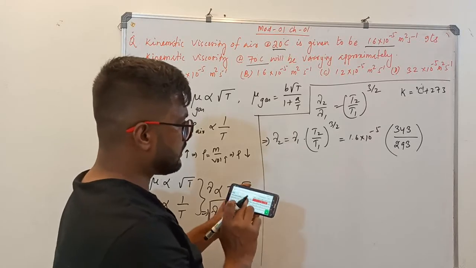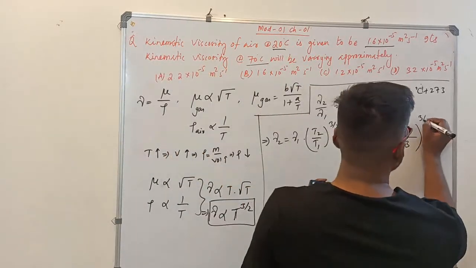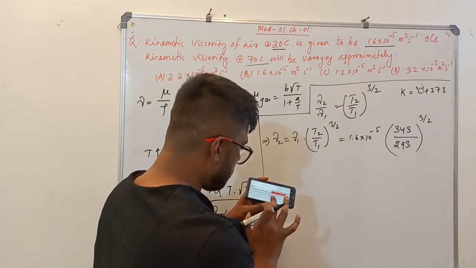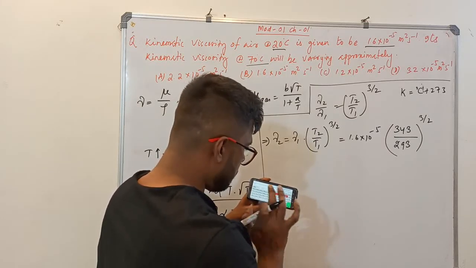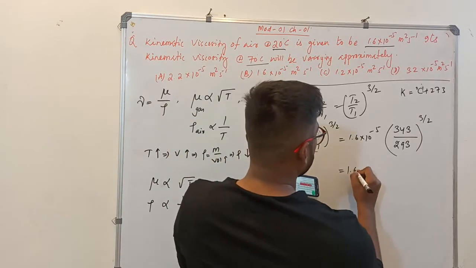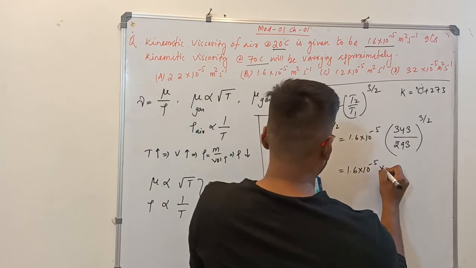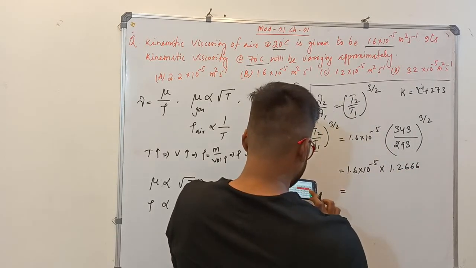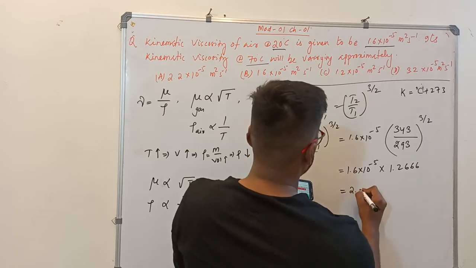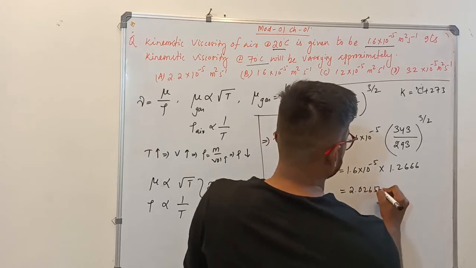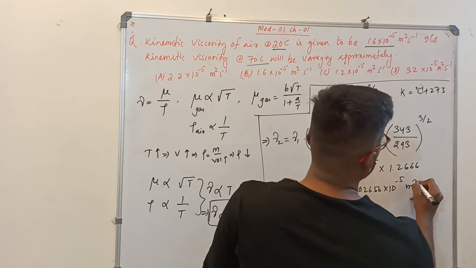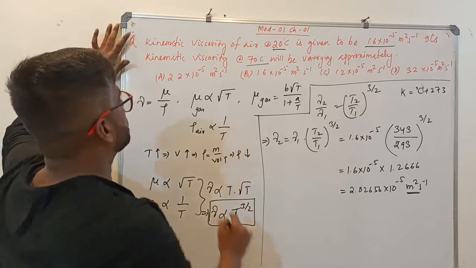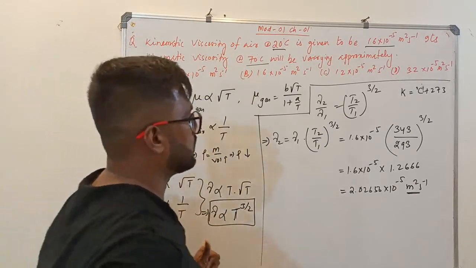So 1.17 to the power 3 by 2. Here is your power symbol, x to the power y. 3 by 2 is nothing but 1.5. Use it. How much did you get? 1.6 into 10 to the power minus 5 multiplied by 1.266. How much answer are you getting? You are getting 2.02656 into 10 to the power minus 5 meter square per second. So this is the answer, 2.02 actually.